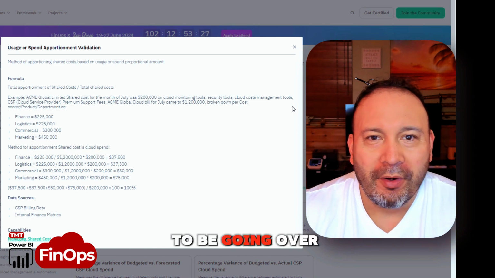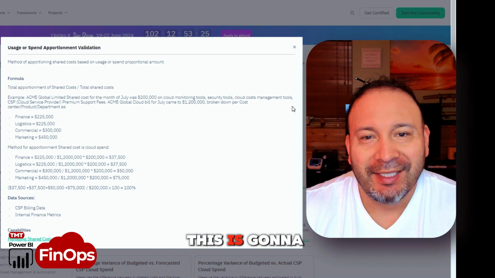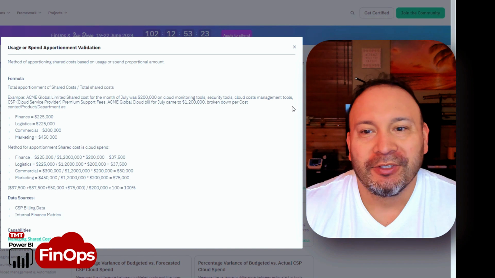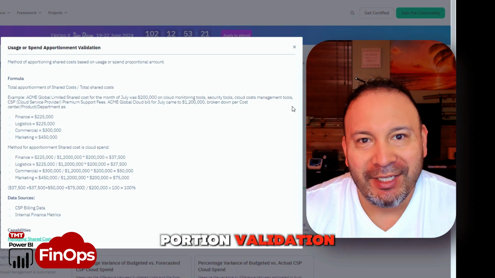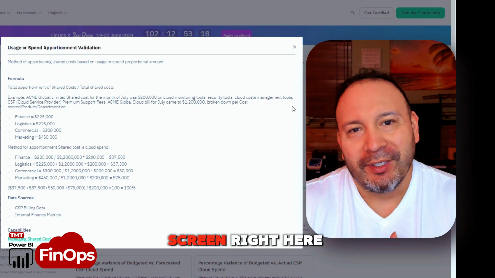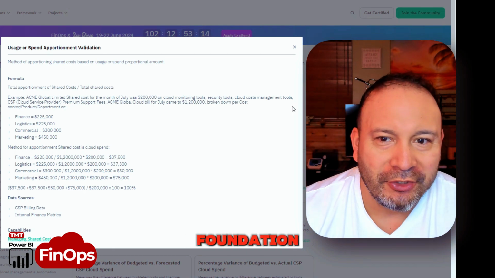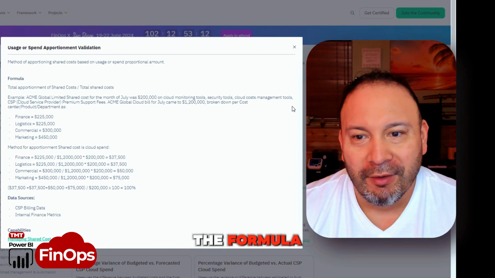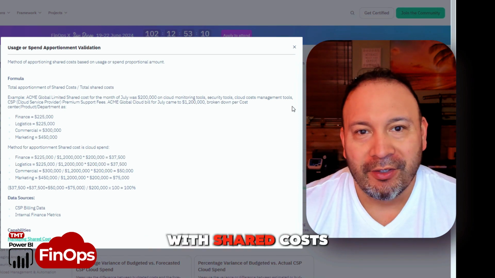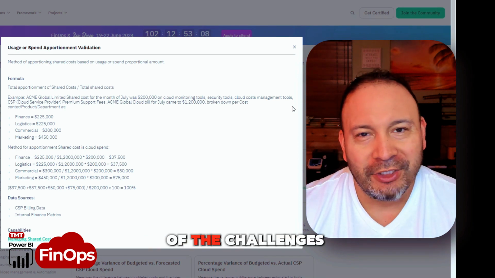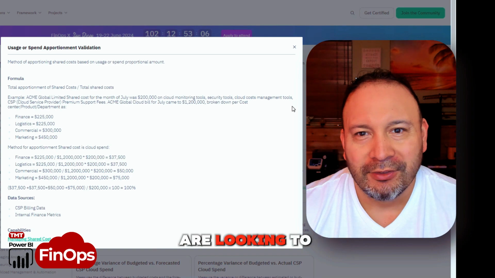Today I'm going to be going over FinOps KPIs. This is going to be the usage or spend apportion validation. What I'm showing on the screen right here is one of the KPIs by the FinOps Foundation, where they're giving the formula for basically dealing with shared costs. And it's one of the challenges that most companies are looking to tackle.